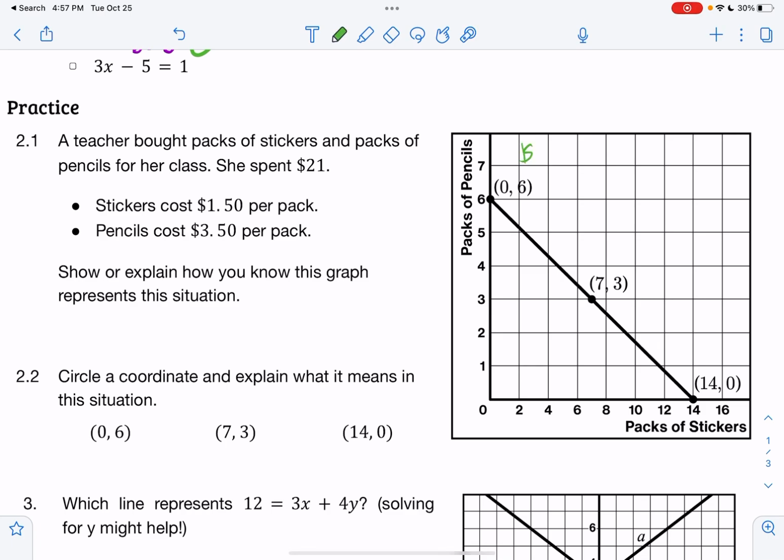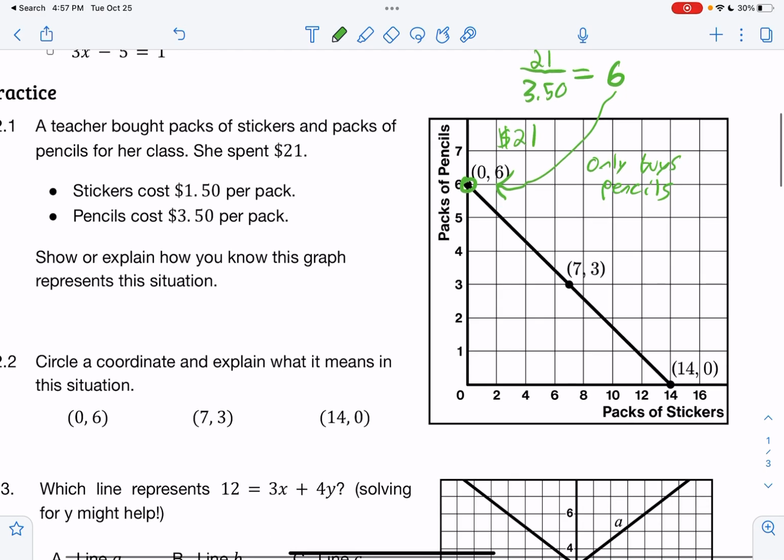Well, remember we have $21 to spend. There's a few ways you could show this, but one way is we have $21 to spend. So we could see if she bought only pencils. Remember, pencils were $3.50. So we could do 21 divided by 3.50 to see what happens. And that is equal to 6. So that's where we get that point, if she only buys pencils, and then we could get this point over here to see what happens if she only buys stickers.